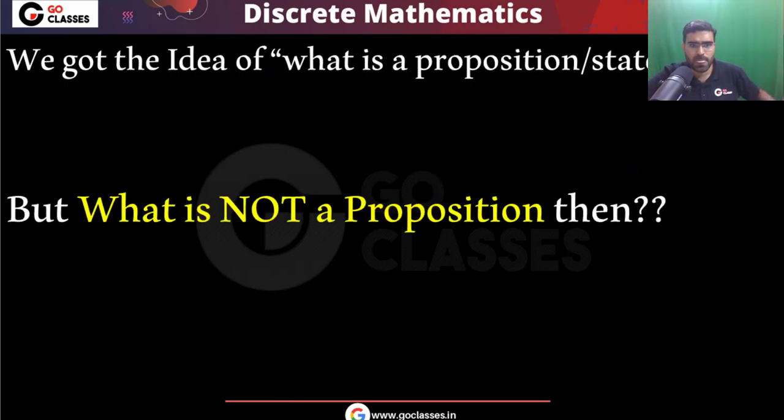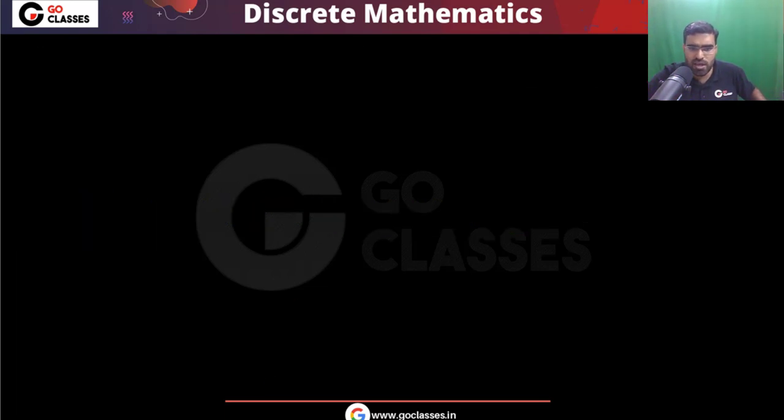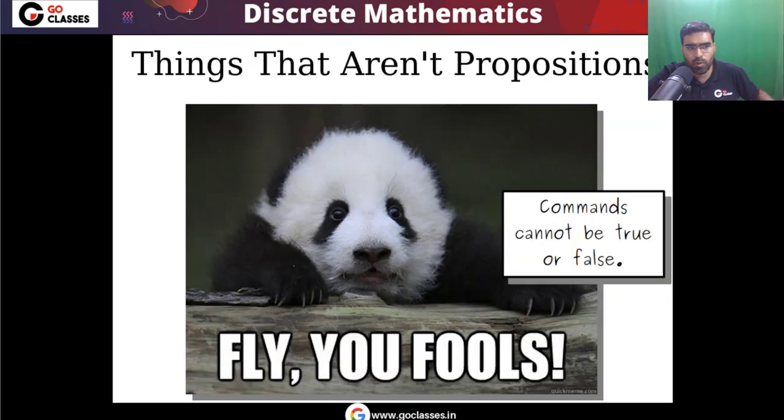Now let's see, what is not a proposition? Now you have the idea of what is a proposition. Maybe some doubt might be there, but you have some idea of what a proposition is. But which type of sentences are not propositions? So let's see. Commands are not propositions.